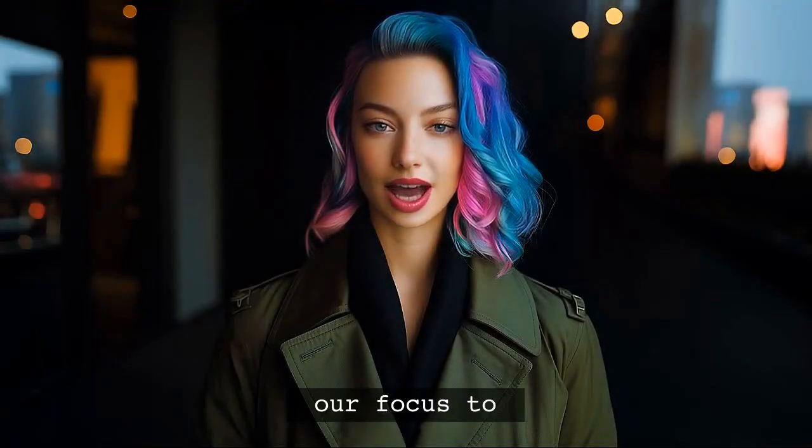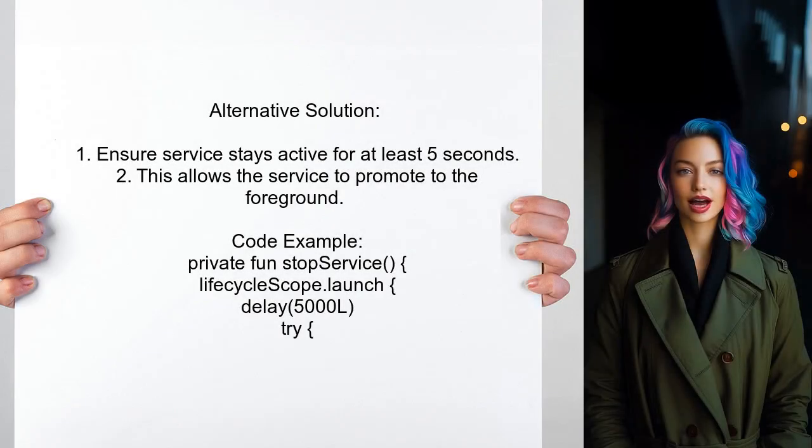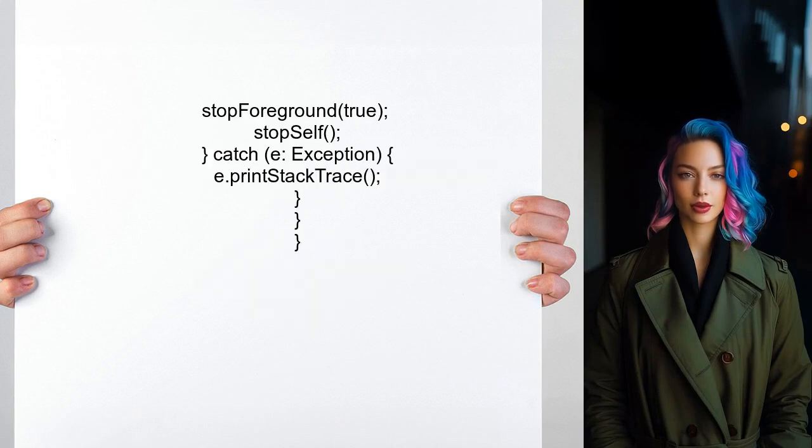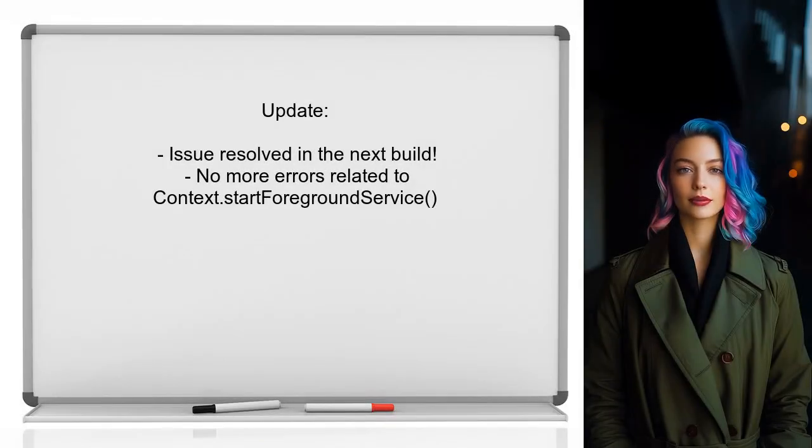Now, let's shift our focus to a different response. One user identified that the error occurs when the service is stopped before it can be promoted to the foreground. They suggest adding a delay after calling startForegroundService to ensure the service has time to transition properly. After implementing this delay, the user reported that the issue was resolved in their next build, indicating a successful workaround.